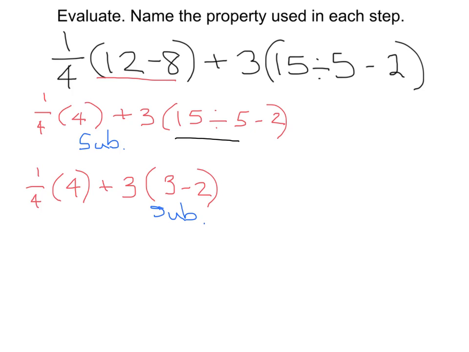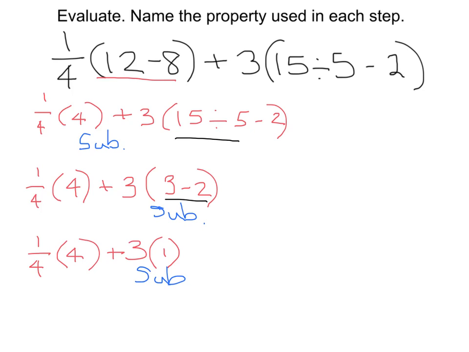The next step is to substitute again for inside the parentheses. We're going to substitute right here. So we're going to rewrite the problem. 1/4 times 4 plus 3 times (3 minus 2 is 1). And again, that was substitution.